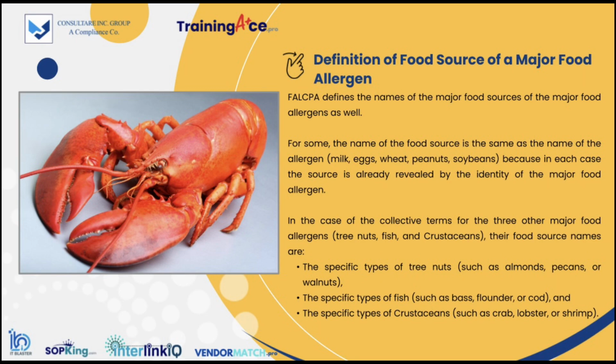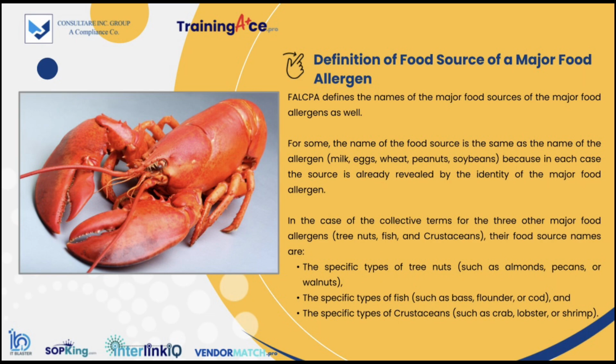Definition of food source of a major food allergen. FALCPA defines the names of the major food sources of the major food allergens as well. For some, the name of the food source is the same as the name of the allergen, such as milk, eggs, wheat, peanuts, and soybeans, because in each case the source is already revealed by the identity of the major food allergen.